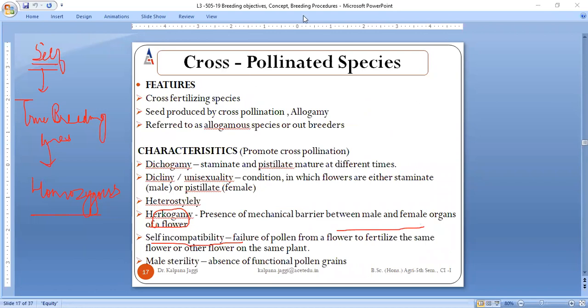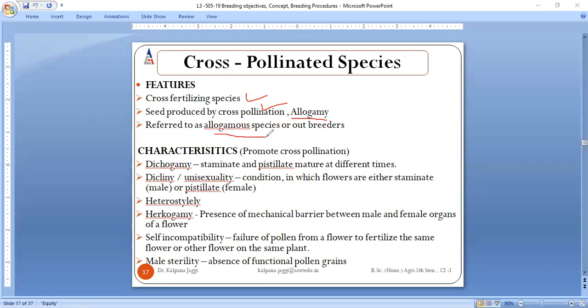Next is all about cross-pollinated species. Now in the cross-pollinated species, features will be opposite to the self-pollinated species. That means these are cross-fertilizing species. Here seed is produced by cross-pollination and the process is said to be allogamy, because here allogamy is taking place. So these are also referred to as allogamous species. Very important, these are said to be outbreeders.